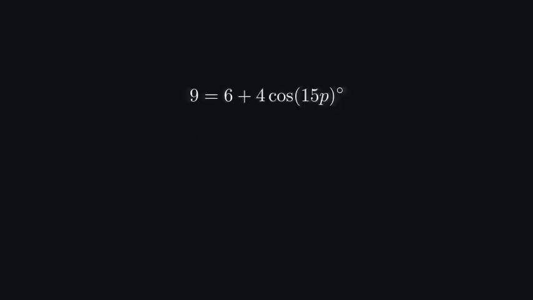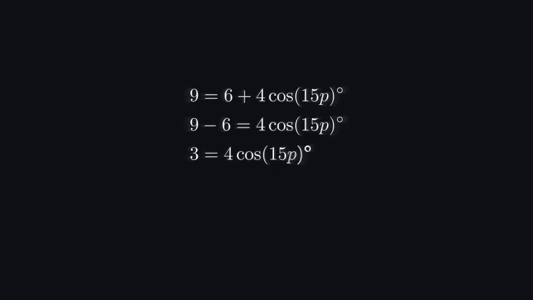Part 2. 9 equals 6 plus 4 cos of 15p degrees. 9 minus 6 equals 4 cos of 15p degrees. 3 equals 4 cos of 15p degrees. 3 over 4 equals cos of 15p degrees.